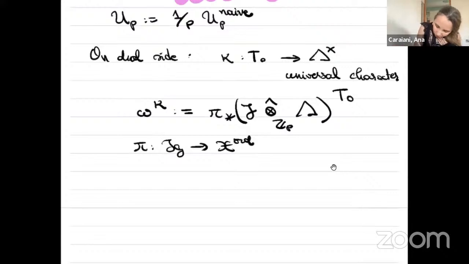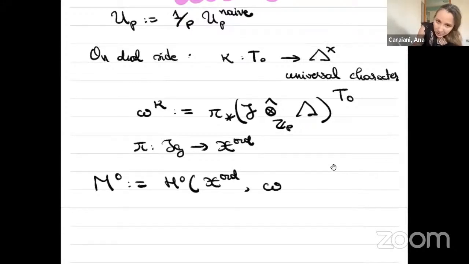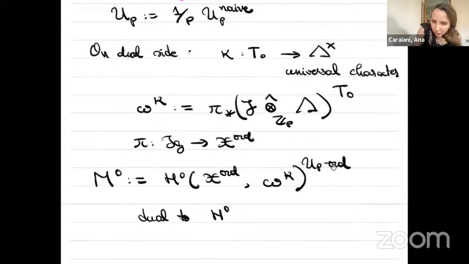So you can define, as a finite projective Lambda module, you can look at H0 of this omega^kappa, so the universal sheaf on the ordinary locus, and then take ordinary parts with respect to the U_p operator. And this turns out to be exactly dual to H0 that we considered initially.